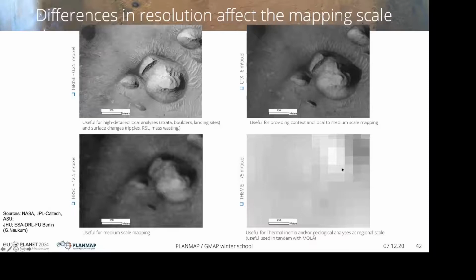And if you want to do really regional scale analysis, like planetary scale analysis or 100-kilometer scale, you can rely on THEMIS, both in nighttime and daytime, also coupled with the MOLA topography, which is very convenient.